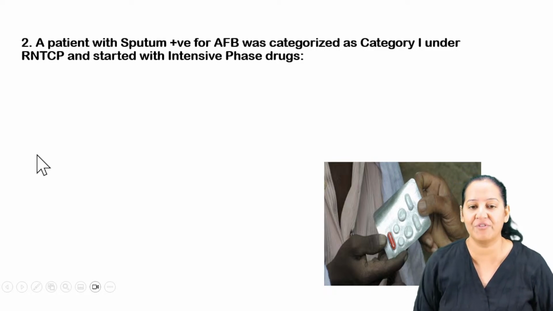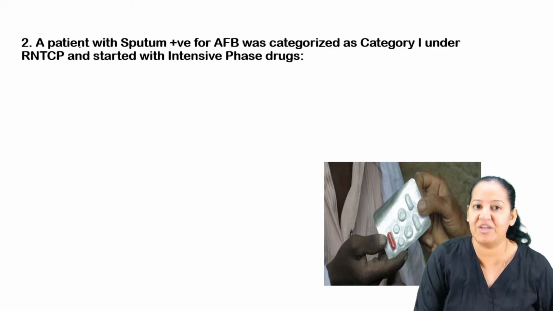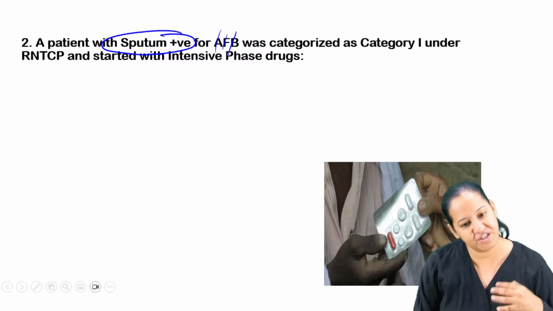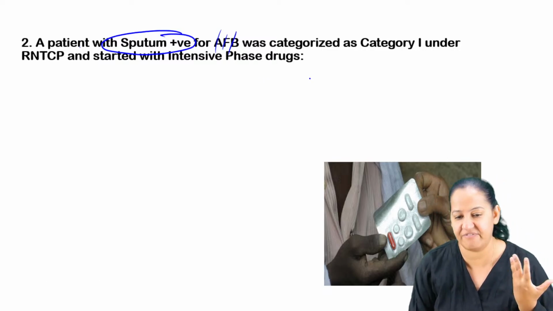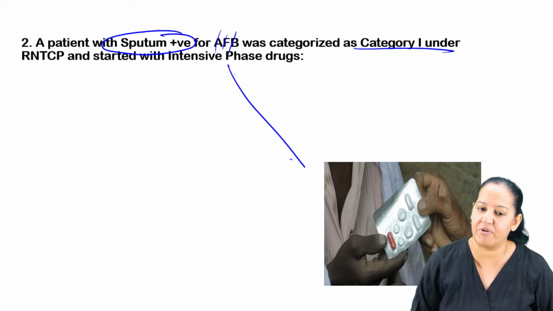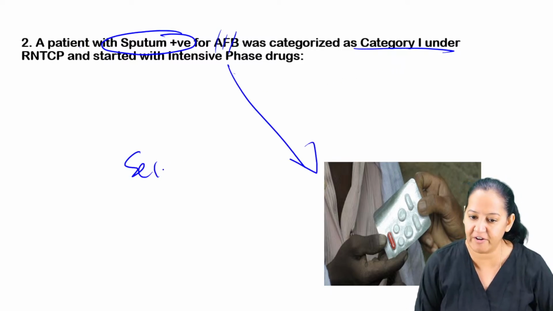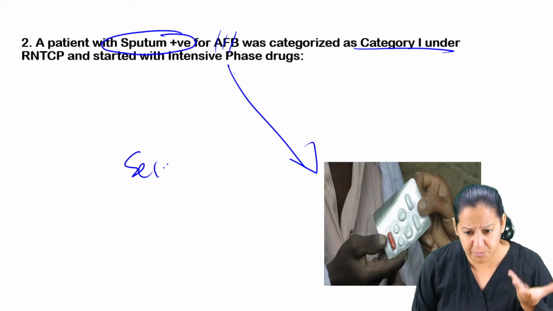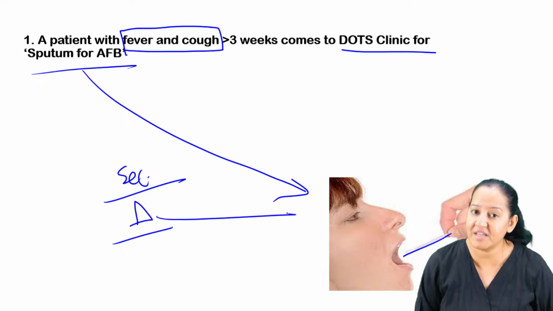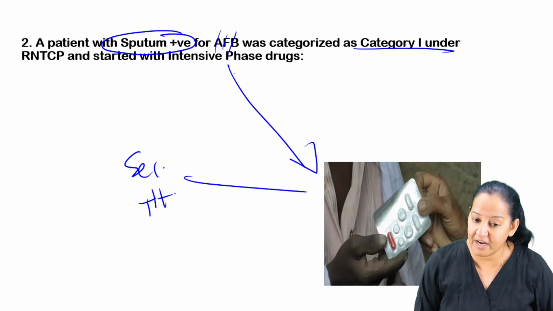The next question is in front of you. Again, there is a patient with sputum positive, acid fast bacilli. The patient is already having TB. We have categorized it as Cat 1 under RNTCP, and we are giving the drugs for the treatment. So again, it's secondary level of prevention because the disease is already there. This was secondary, but we were doing the diagnosis. This is secondary, but here we are doing the treatment.